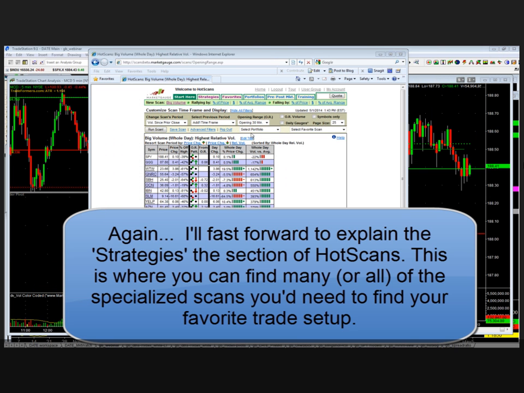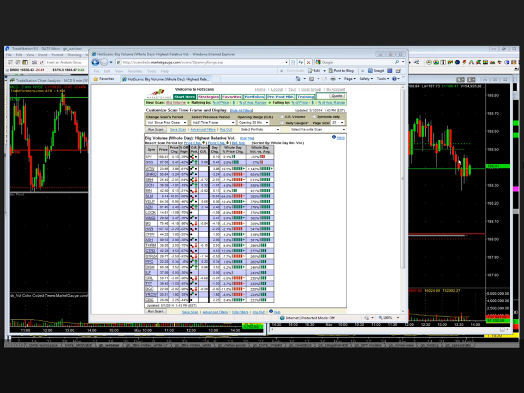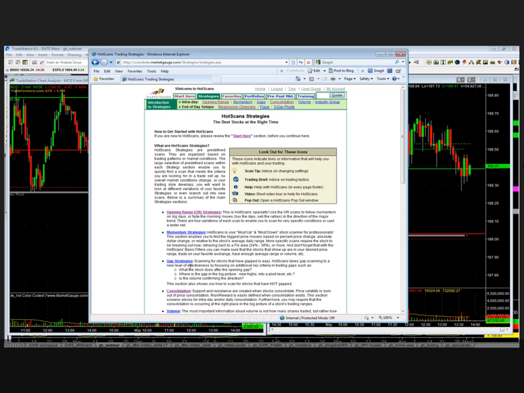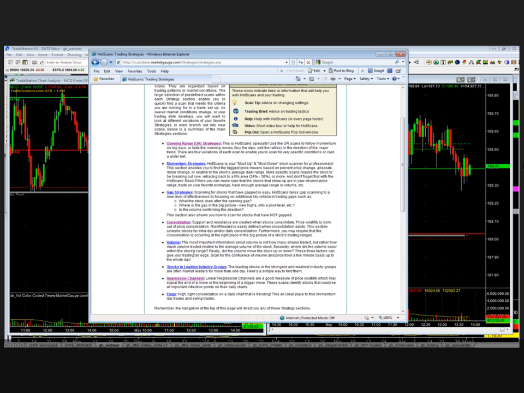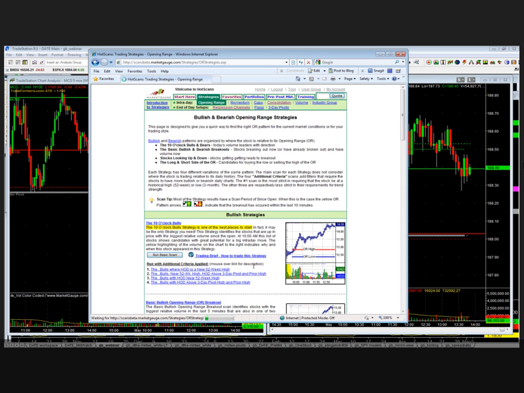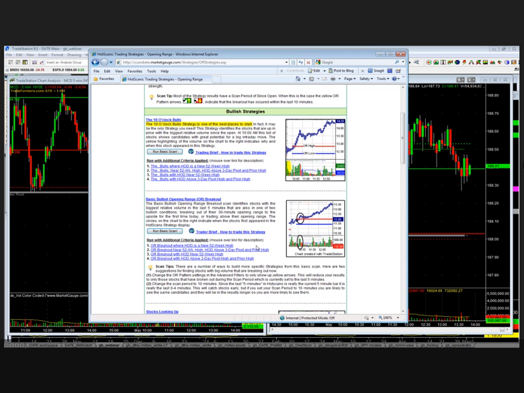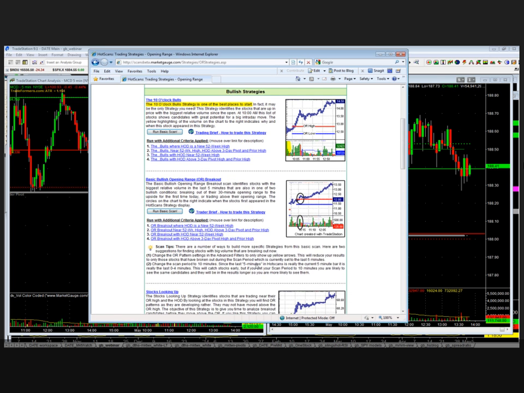If you're thinking today's a good day to look for opening range reversals, or now's a good time to look for opening range breakouts, you can always go to the strategies section, go to opening range, and find scans that will be pretty close to what you want. All right.